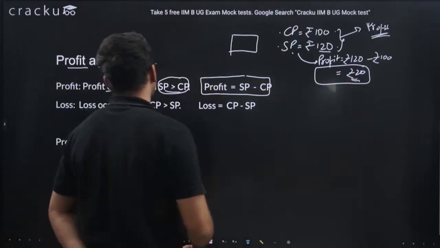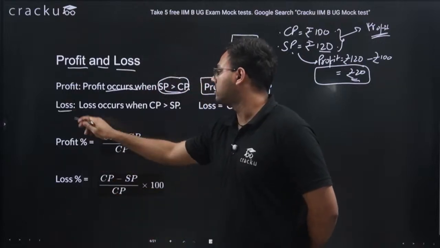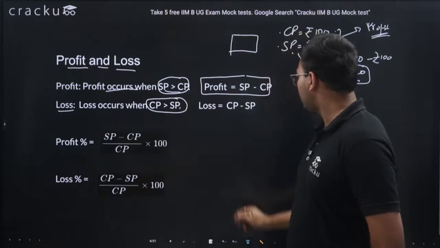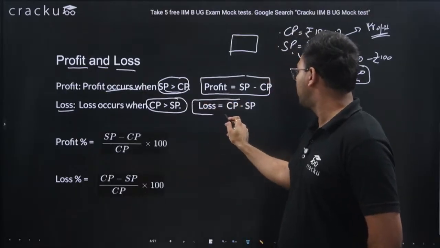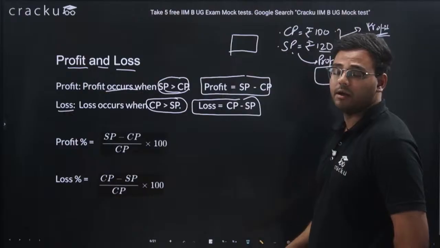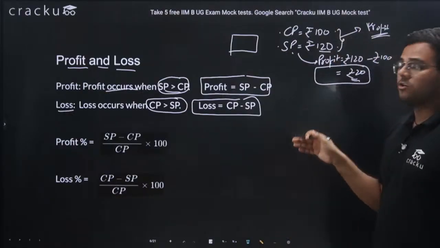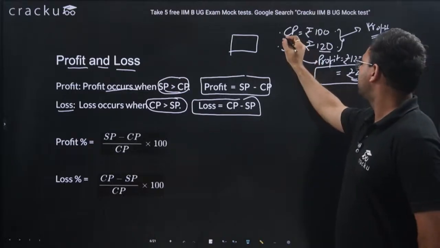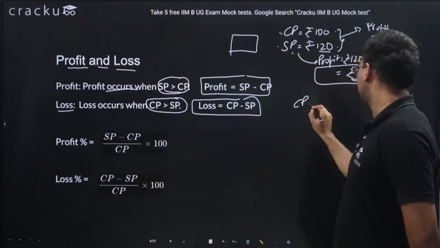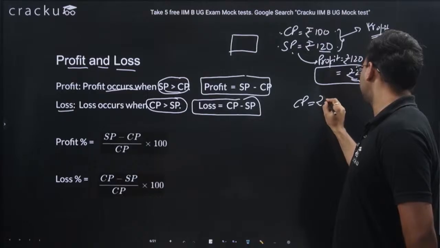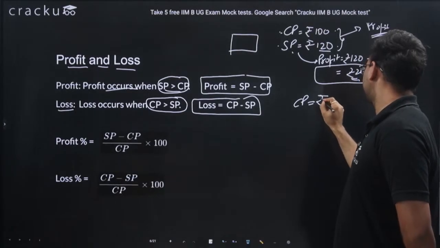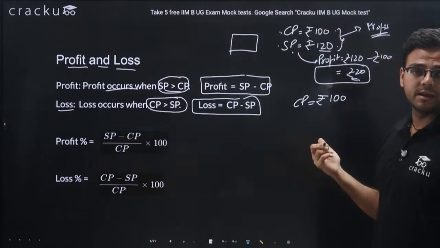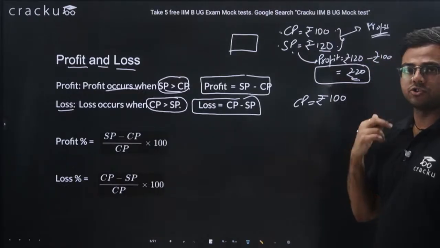Then we have another important concept, which is loss. Loss occurs when the cost price of the item is greater than the selling price. It is given by the formula loss is equal to cost price minus selling price. Now, let's say the cost price of the same item is rupees 100. I paid rupees 100 to get that item as a shopkeeper.